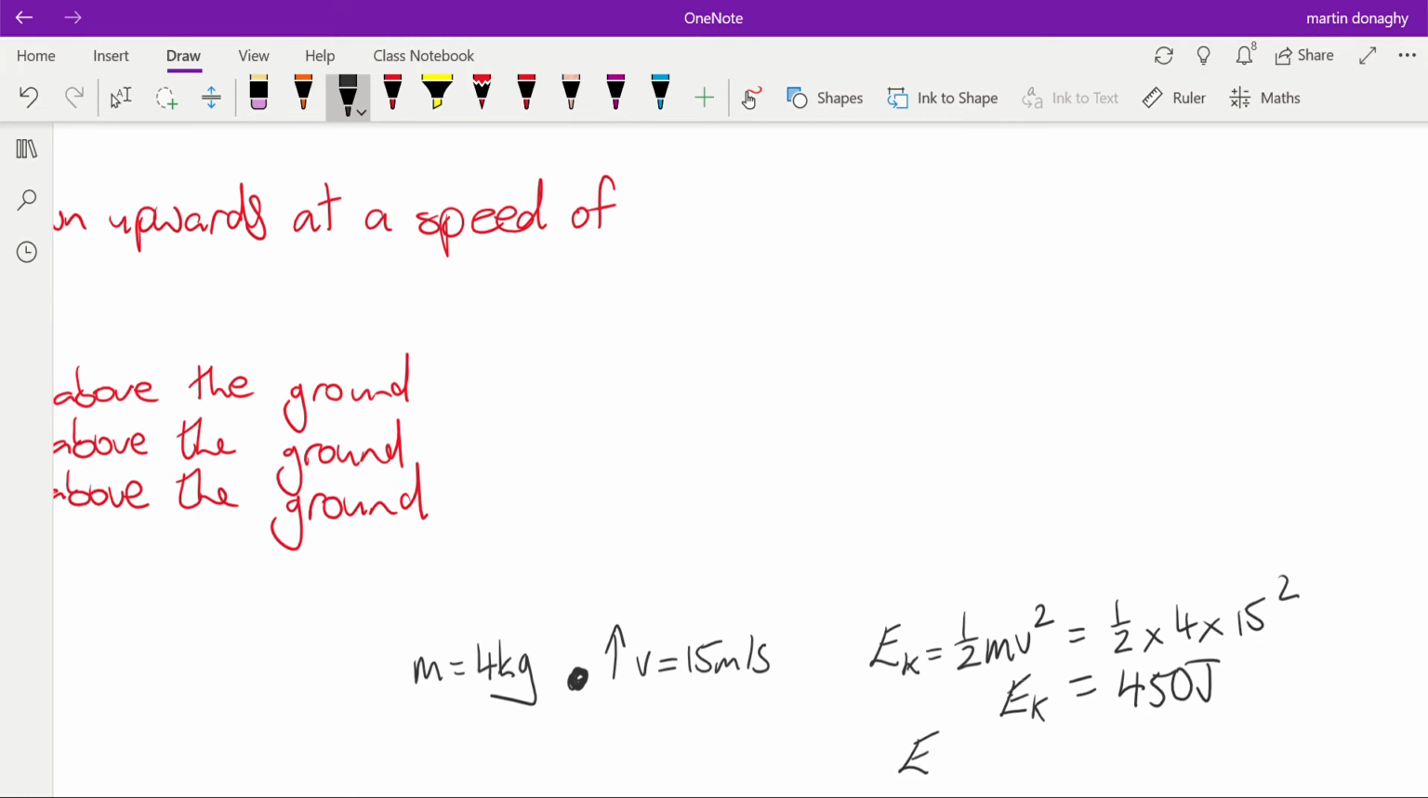However, also at the start we can calculate its potential energy, which is mgh. The height at the start will be 0 if we're assuming it's thrown from the ground. So overall, the potential energy is 0, which means at the start we have a kinetic energy of 450 but a potential energy of 0. And we'll come back to that in a little second.